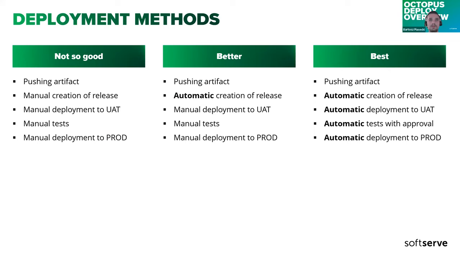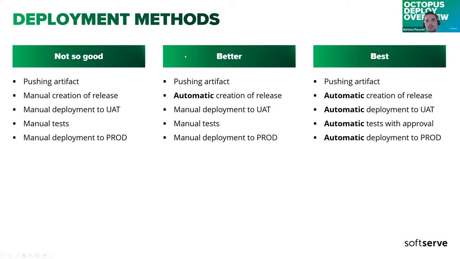We just saw a deployment method which is not so good. First of all, I had to push my artifact. This would be done by a CI job or any CI tool. But I had to manually create the release, manually deploy to UAT. I would have to prepare some manual tests on my UAT environment to check if my Lambda works, and then schedule another manual deployment to the production environment.